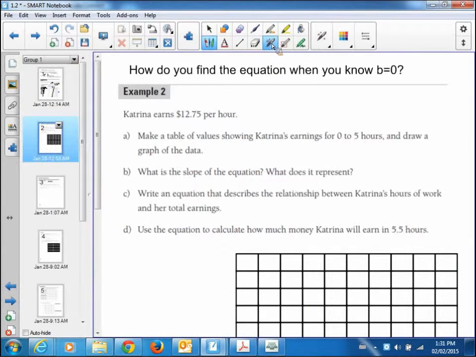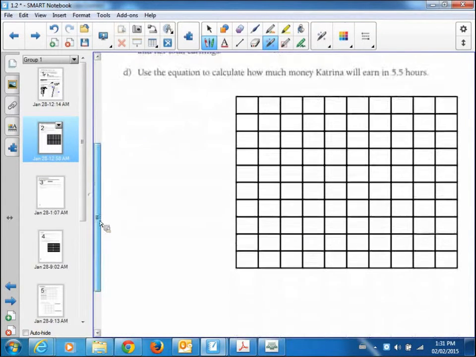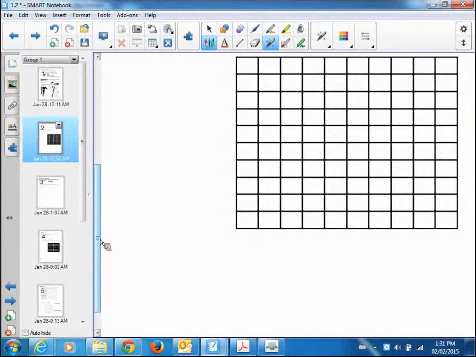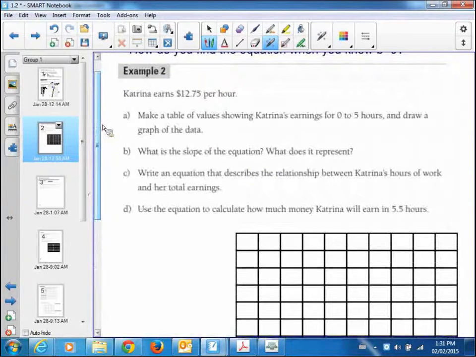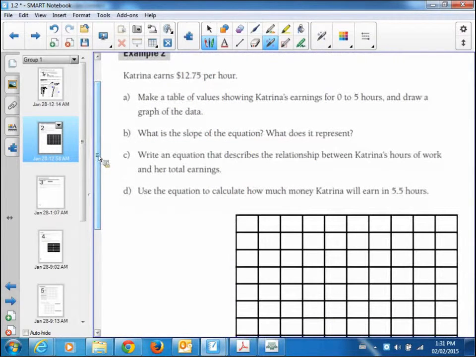So how do you find the equation when your b value is 0, when it goes through that middle 0, 0 spot? Well, let's think. This is a good example. If Katrina earns $12.75 per hour, if you work 0 hours, you should have 0 pay, right? So we know 0, 0 is appropriate for this scenario on this graph. Make a table of values showing her earnings from 0 to 5 hours and draw a graph of the data. $12.75 per hour.